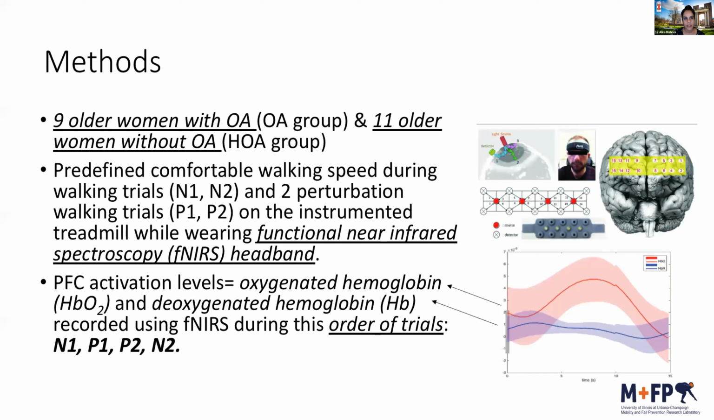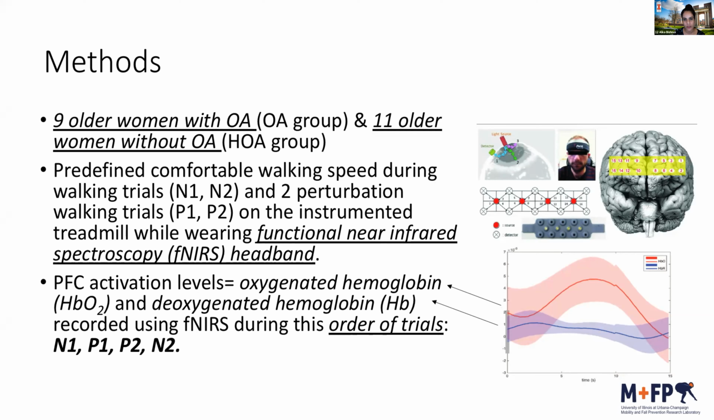So we recruited 9 older women with osteoarthritis and 11 older women without osteoarthritis. In our study, we found their predefined comfortable speed on the instrumented treadmill, and they were supposed to do 2 normal walking trials, which we defined as N1 and N2, and 2 perturbation trials, which were P1 and P2.